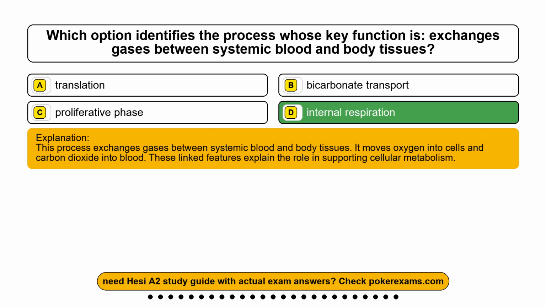This process exchanges gases between systemic blood and body tissues. It moves oxygen into cells and carbon dioxide into blood. These linked features explain the role in supporting cellular metabolism.